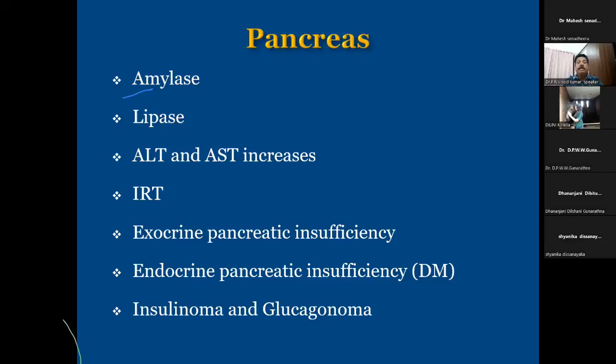Then ALT and AST increase. In pancreatic disorders, ALT and AST also increase, especially AST. Then immunoreactive trypsin. Immunoreactive trypsin especially is used in cats. Then exocrine pancreatic insufficiency. To detect exocrine pancreatic insufficiency, we can go for estimation of these enzymes, pancreatic amylase and pancreatic lipase.